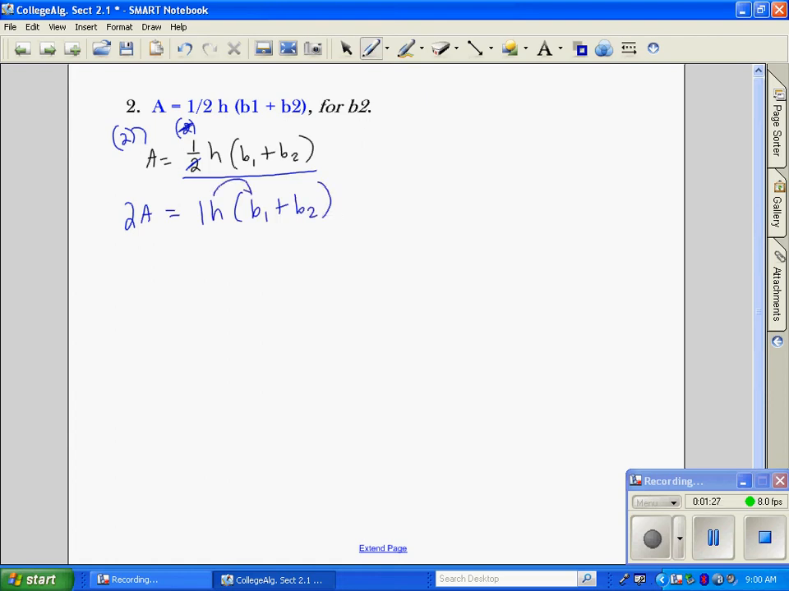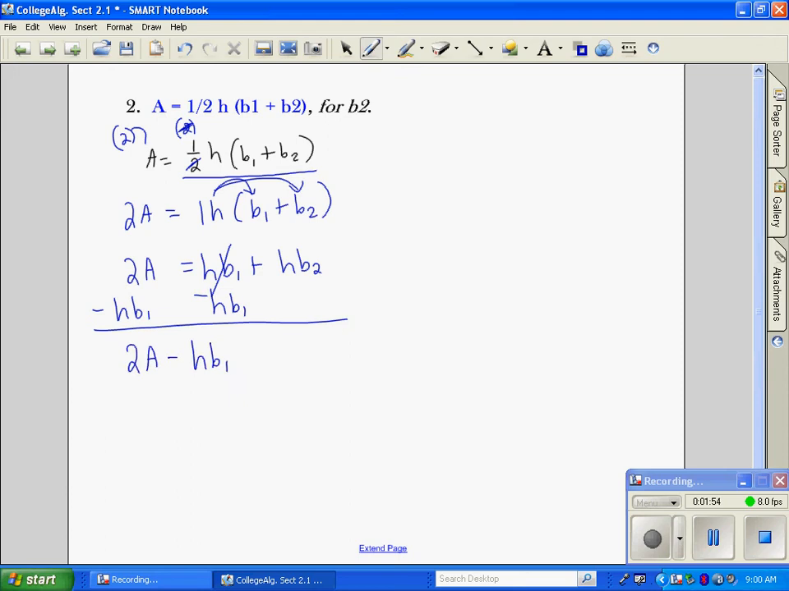Now I'm going to distribute here. So that's 1 times h is just h times b1. 1h times b2 is just h b2. And I bring down 2A. To get b2 by itself, first of all, I need to move this term to the other side. Move it over. So I'm going to say that's 2A minus h b1 equals h b2.